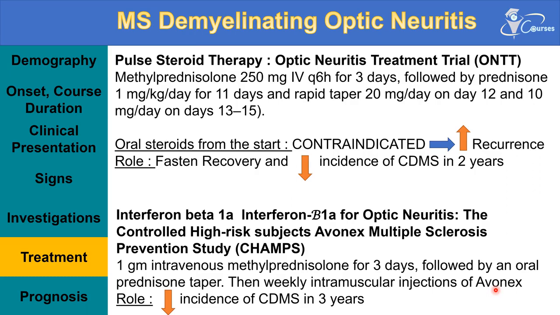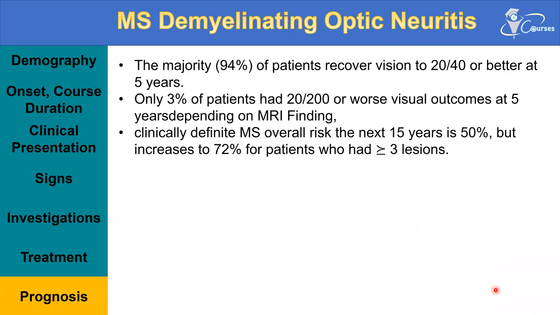Okay, so back to the prognosis. What will be the prognosis of this disease? Actually, it has a good prognosis in respect to the ocular disease. So the vast majority of patients, around 94% of patients, recover vision of 20/40 or 6/12 or better at 5 years. So most of the patients recover a very good visual acuity.